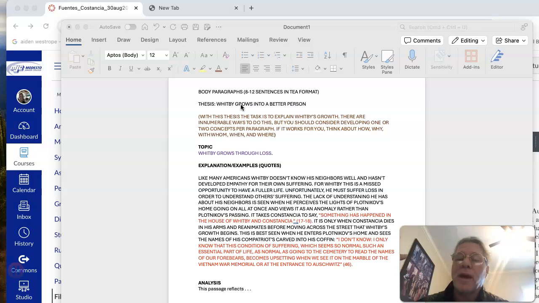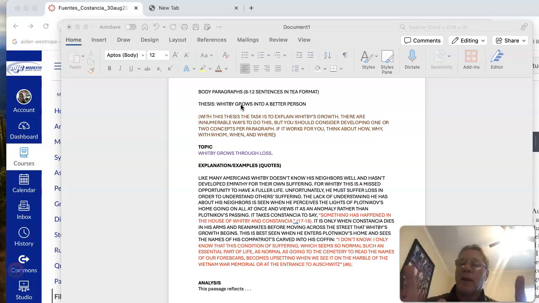And so a sensible way of handling the body will be to tell yourself, okay, I need to explain how he grows in one, maybe where he grows in another, maybe why he grows in yet another, with whom he grows in yet another. You can do it in terms of explaining the hows and the whys and the wheres and with whoms, etc. But you don't have to. You can just find one reason that you believe is a subset of his growth, loss, suffering, gathering information, whatever it is he does to grow, and build a paragraph around it. But the trick is to start with a topic sentence which explains that.